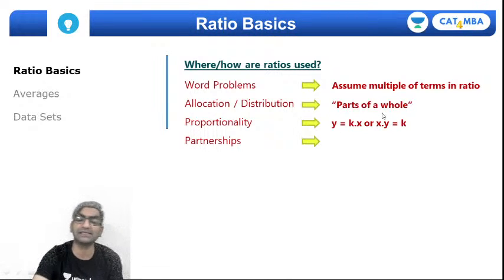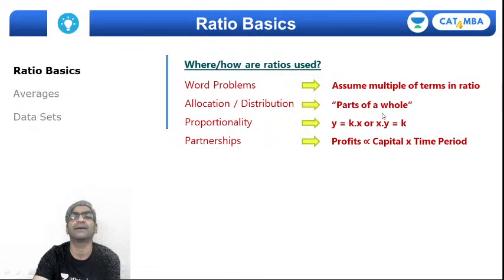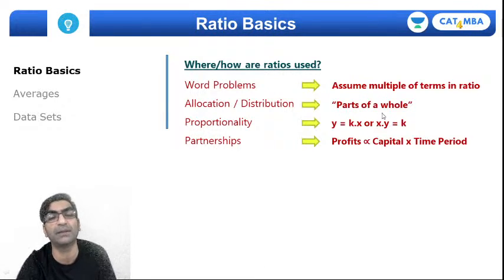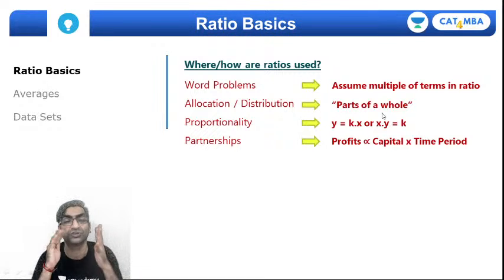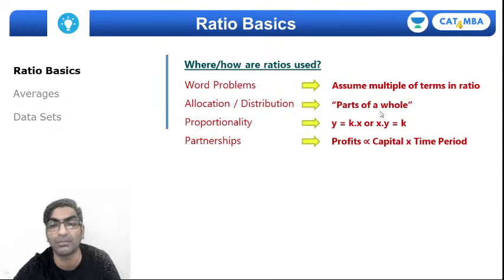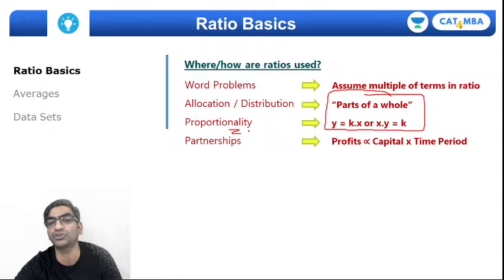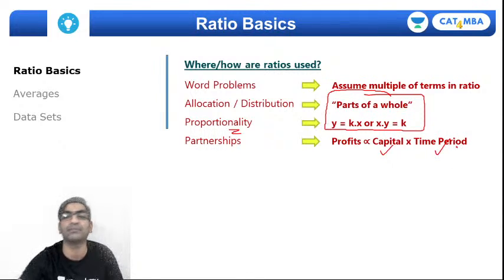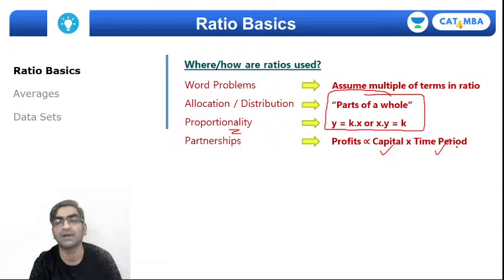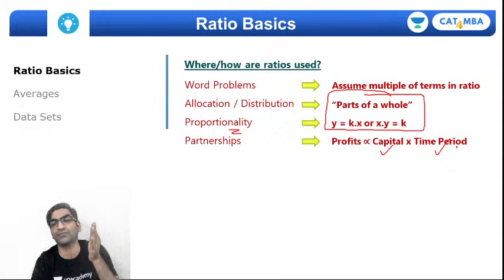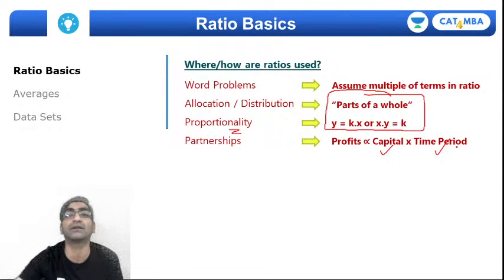And last but not the least are partnership problems, where 2 or more people come together and start a business, and the ratio in which they share profits will depend on capital and time period. So in a sense, partnerships are going to be a combination of the above two. You're going to think profits are proportional to a few variables, capital and time period. So directly proportional means profit should be k into capital into time. So the ratio of profit should be the ratio of capital into time for the various partners A, B, C, D.